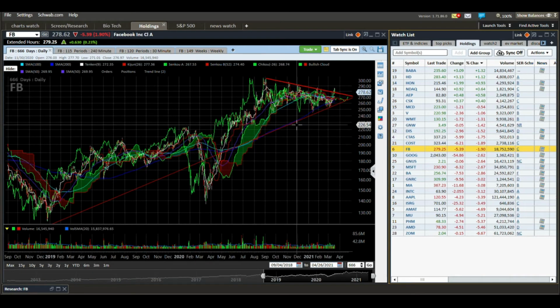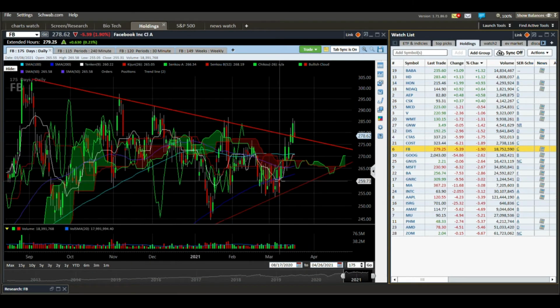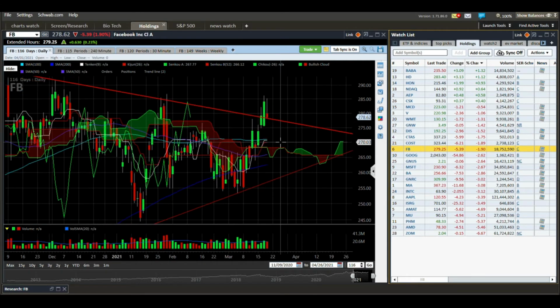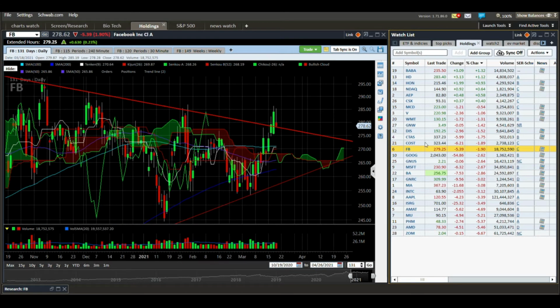So yeah, I like this wedge here, and we broke above it yesterday, or the last couple of days. This is today's candle. So Facebook looks interesting.